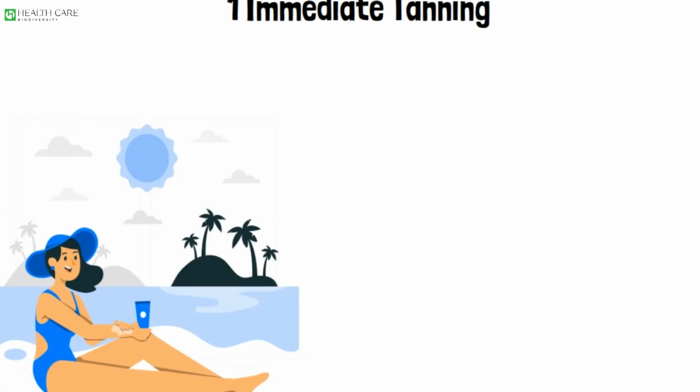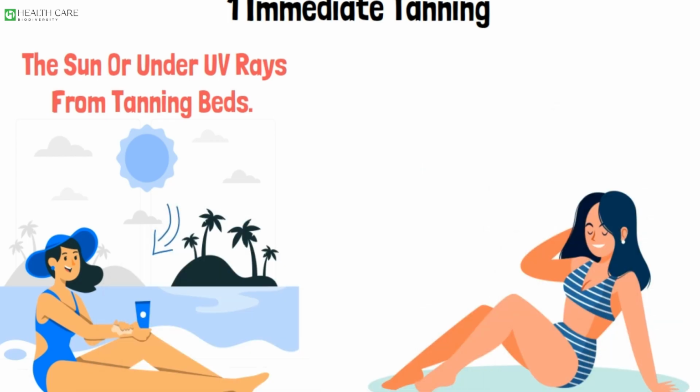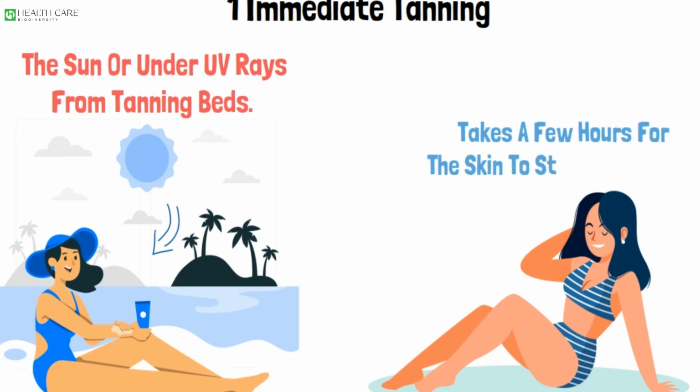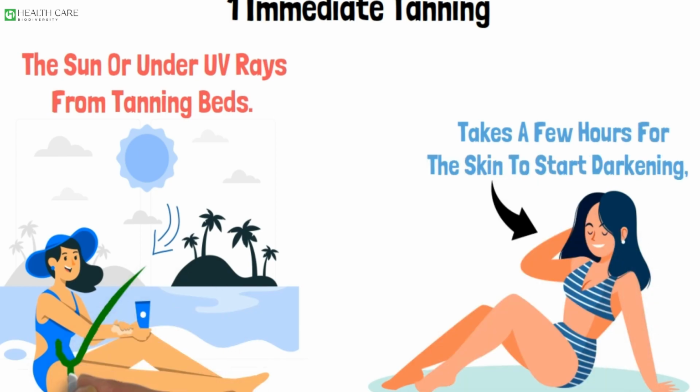Immediate tanning. Immediate tanning occurs when you spend a lot of time in the sun or under UV rays from tanning beds. It typically takes a few hours for the skin to start darkening, and the tanning effect lasts for a few days.